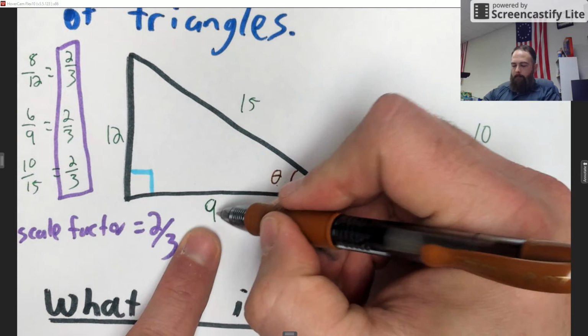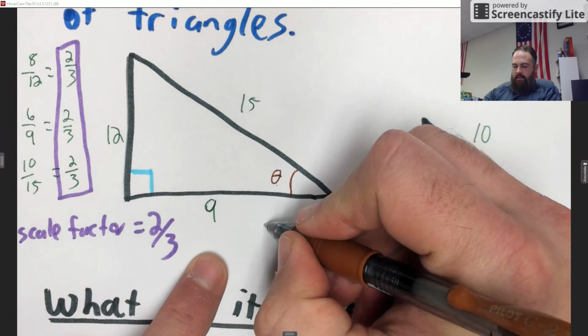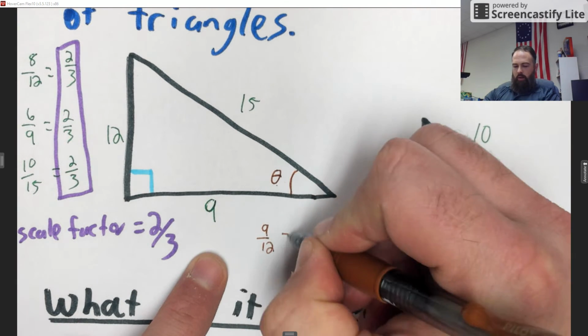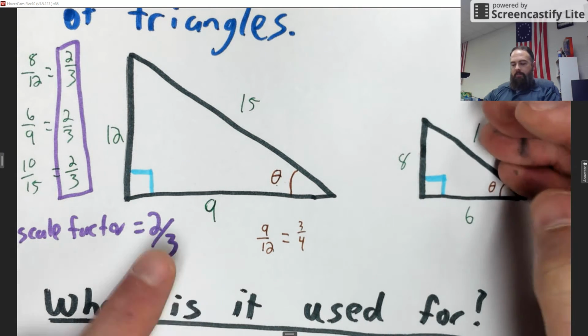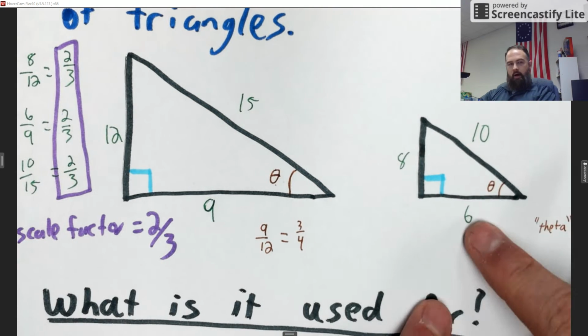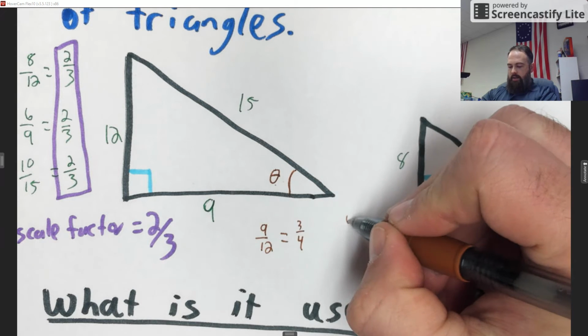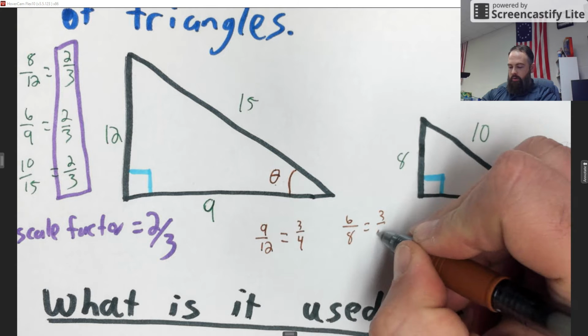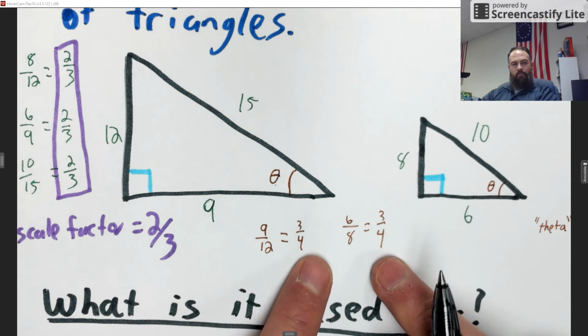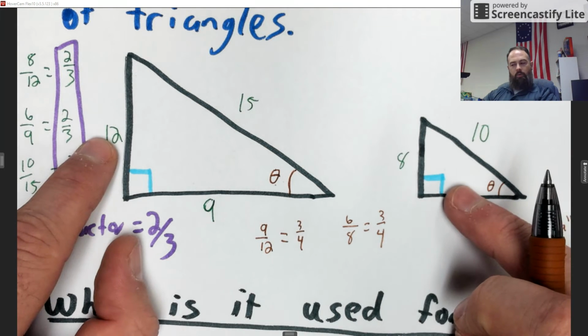So let's take our bottom and our left side. 9 divided by 12 reduces down to 3/4. Now that was bottom and left. Let's do bottom and left over here. 6 divided by 8 also reduces down to 3/4. The exact same ratio occurred on both triangles.